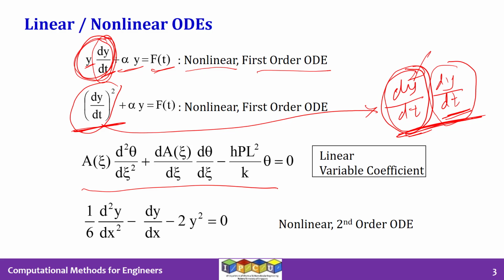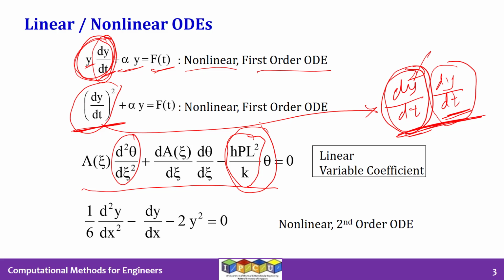If you come to this ODE, it's a second order ODE because the highest derivative is the second derivative. If you look at the coefficients of the different terms, this is a constant term, because the system parameters H, P, L, and K are constants. Therefore, H, P, L squared by K is a constant. Therefore, this is a linear term.